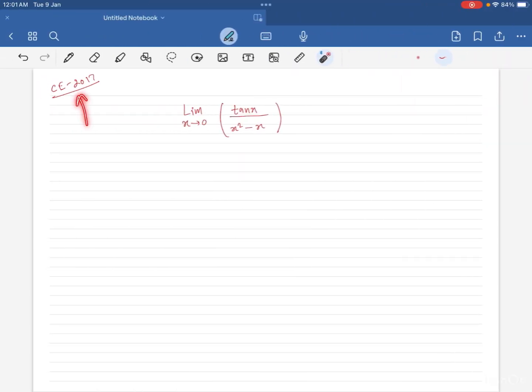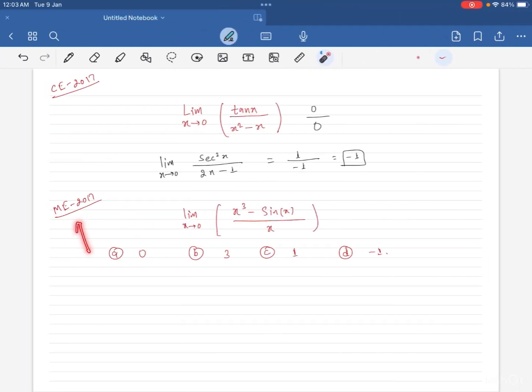So this question is from CE 2017. We have to evaluate this limit. If you try to put this 0, then what you will get is tan 0 is 0 and the denominator is also 0, so 0 by 0 form. So you can apply the L'Hopital rule. The differentiation of tan x is sec square x, and we are going to get 2x minus 1, limit x tends to 0. Now you can apply the limit. So sec 0 is 1, and here we will have minus 1. So the answer for this is minus 1.